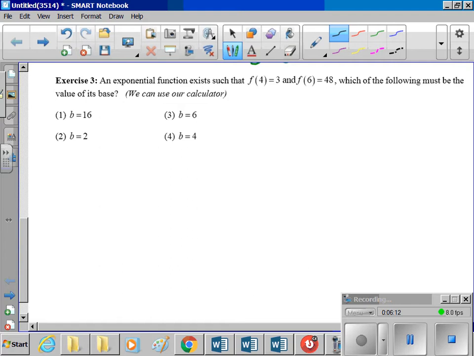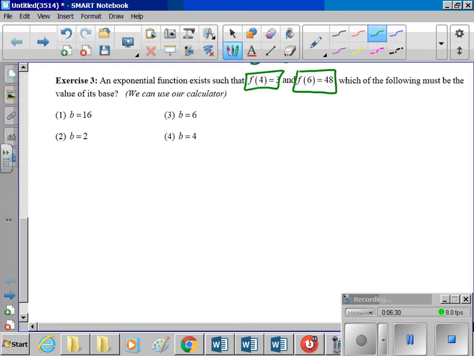All right, an exponential function exists such that f of 4 is 3 and f of 6 is 48. Which of the following must be the value of the base? You can use your calculator. All right. So to find the value of the base, we do want to use the ratio.